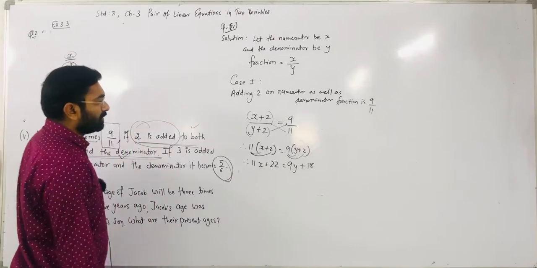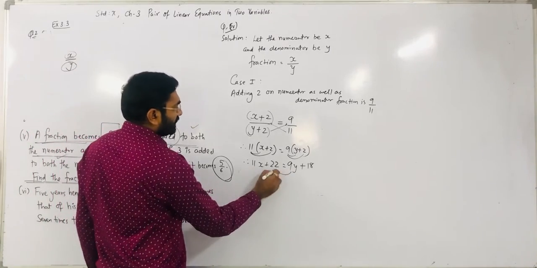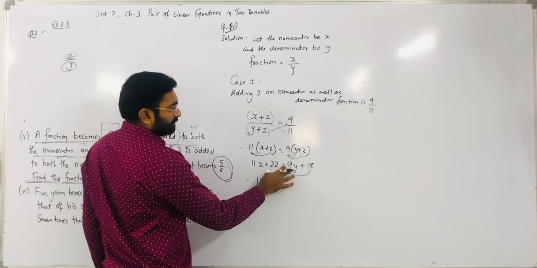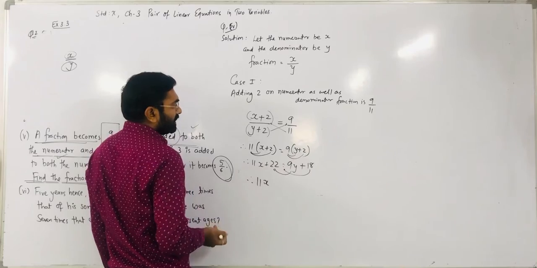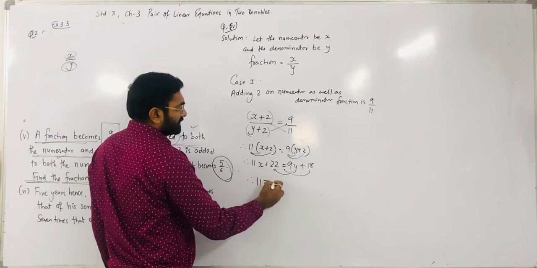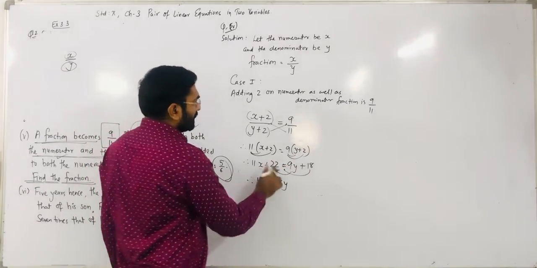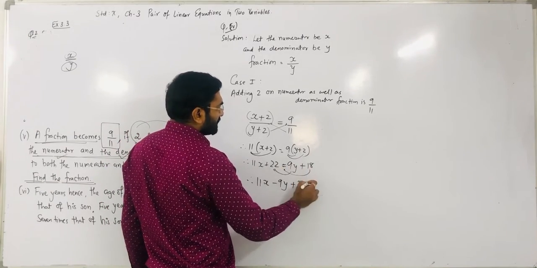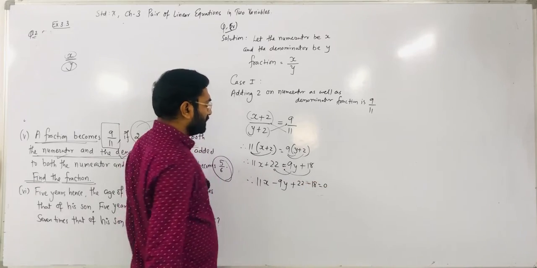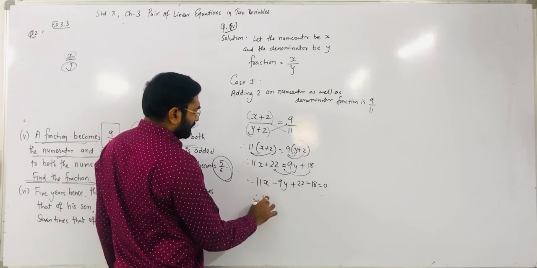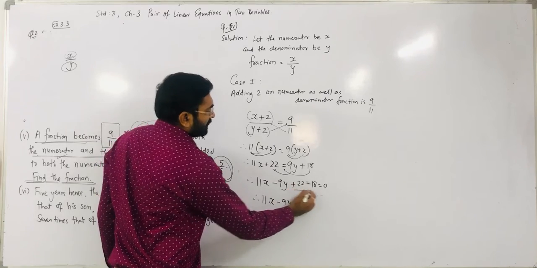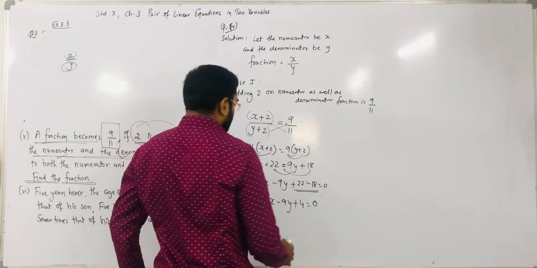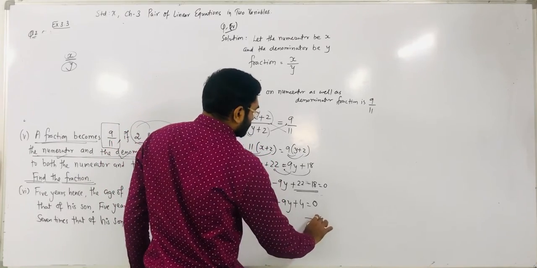We write it in the standard form of the linear pair of equations. So all terms we arrange on the left hand side. So we get 11x, then the y term which is on the right hand side of the equal sign, when it comes to the left hand side becomes minus 9y. Here is a plus 22, and the plus 18 comes to the left hand side and becomes minus 18, equal to 0. We get 11x minus 9y, 22 minus 18 is plus 4, equal to 0. Okay, so this is equation number 1.